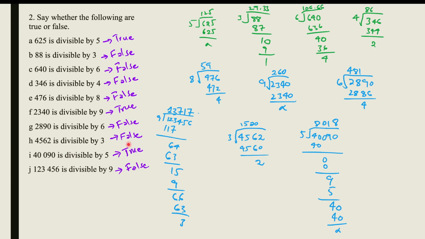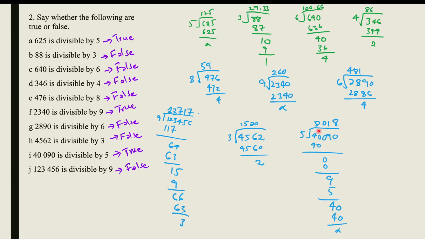4562 divisible by 3, false. In here the division has been shown. Then as you can see in here, we are having a remainder of 2. 490, yes, is divisible by 5.